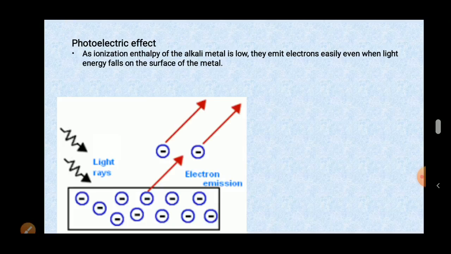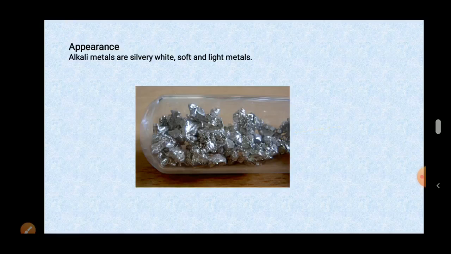Why is ionization enthalpy less? Because since addition of shells takes place, the force of attraction between the center of the nucleus and the outermost shell becomes weaker and weaker, because it has the largest size. Because of this reason, usually alkali metals, especially cesium, are used in a photoelectric cell. Now the next one, appearance, how it looks.